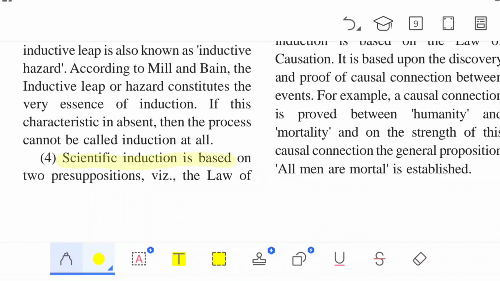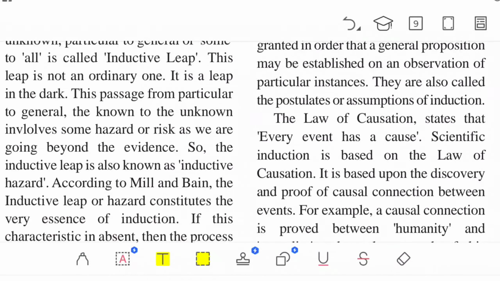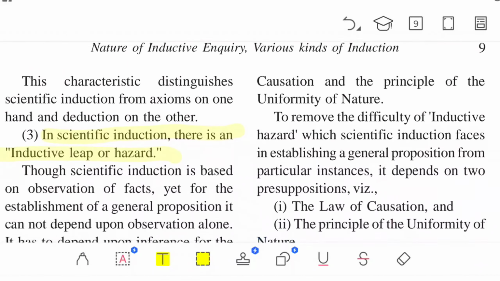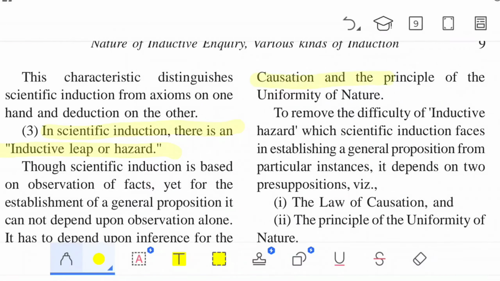And for scientific induction, it must be based on two presuppositions: the law of uniformity of nature and the law of causation. Depending on these two laws, the observations of scientific induction are made. So we came to know.